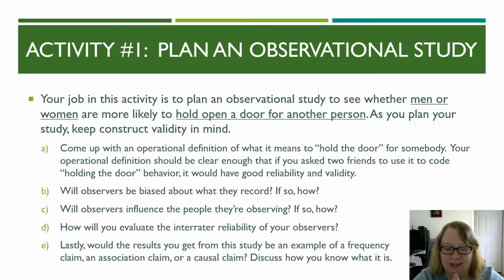So think back to the measurement chapter. And then part E, lastly, would the results you get from this study be an example of a frequency claim, an association claim, or a causal claim? And discuss how you know what it is. So if you do find a link between gender and holding the door open for somebody else, which of those three types of claims would it be? How do you know which it is?